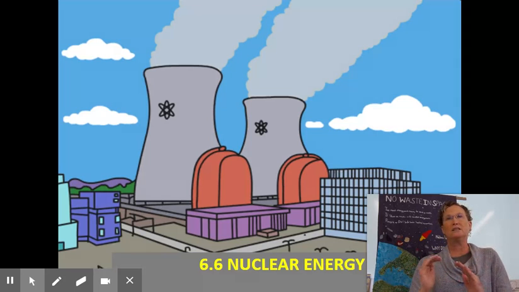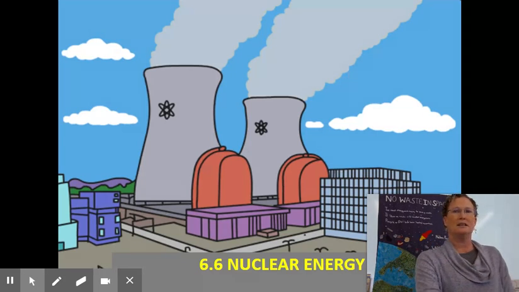So this one's really in between. It's non-renewable, but it's very powerful. So there's some gray areas with nuclear, and there's a lot of arguments for and against, and that's what you really need to know. So let's get going.